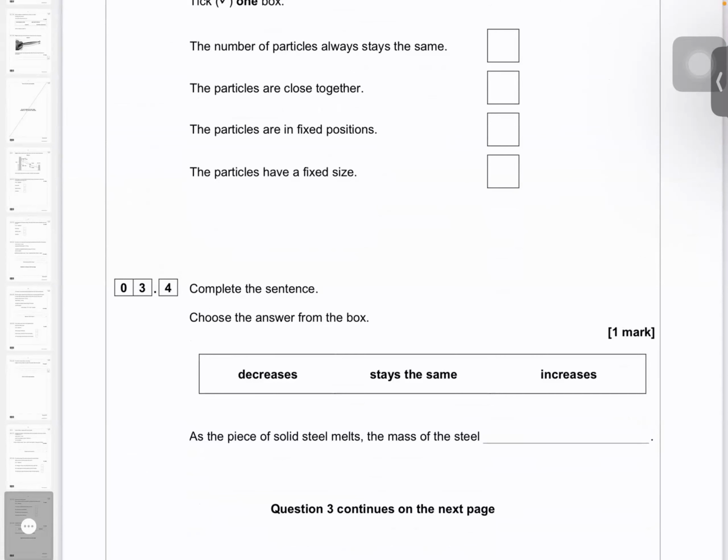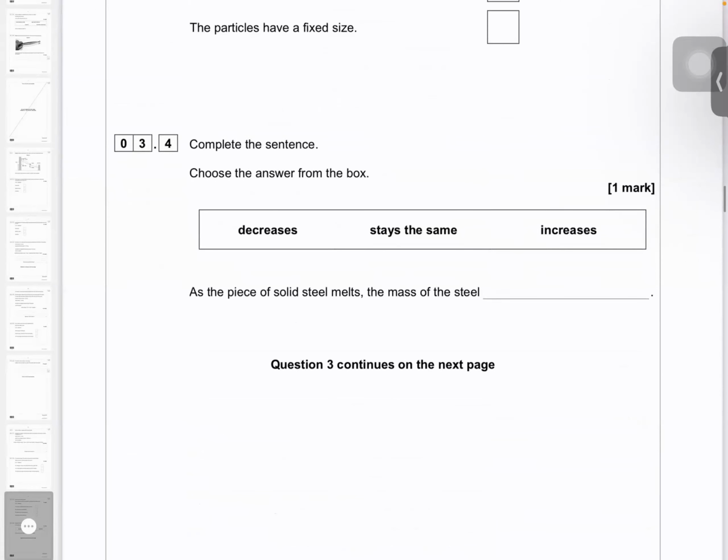Okay. Choose the answer from the box. As the piece of solid steel melts, the mass of the steel dash. Okay, so what do you think about this one? Does mass increase? Does mass decrease? Or does it just stay the same?